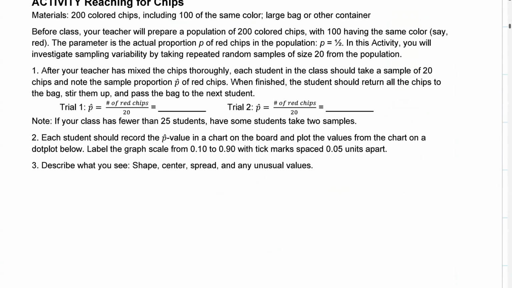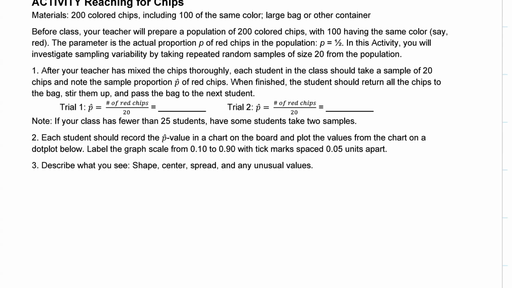Now, here's an activity. I'm going to pretend as if we did the activity with multiple students. The idea is that we were to have a bag full of poker chips. And in that bag of poker chips, 100 of them, out of 200 total chips, were the same color. So let's call them red. All right. And from person to person, you would grab in and grab out 20 chips, and then you would do a calculation. You would find out what proportion of the 20 chips were red.